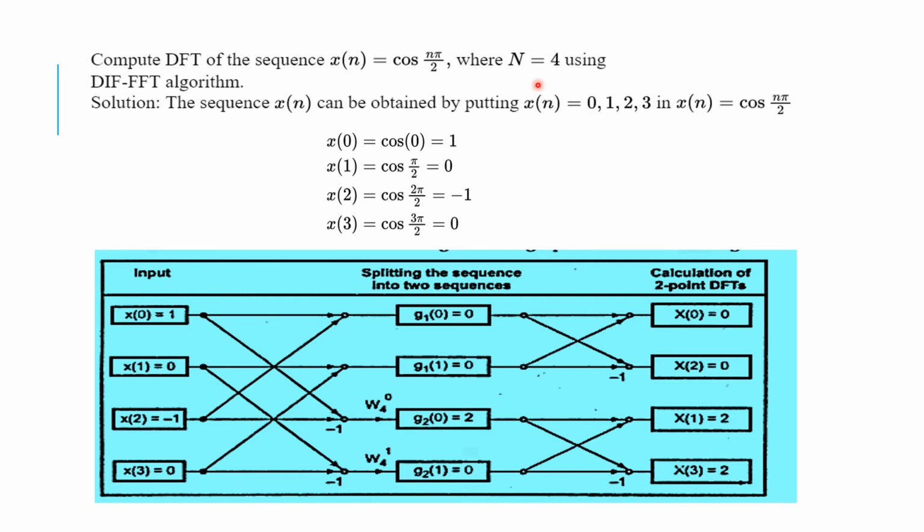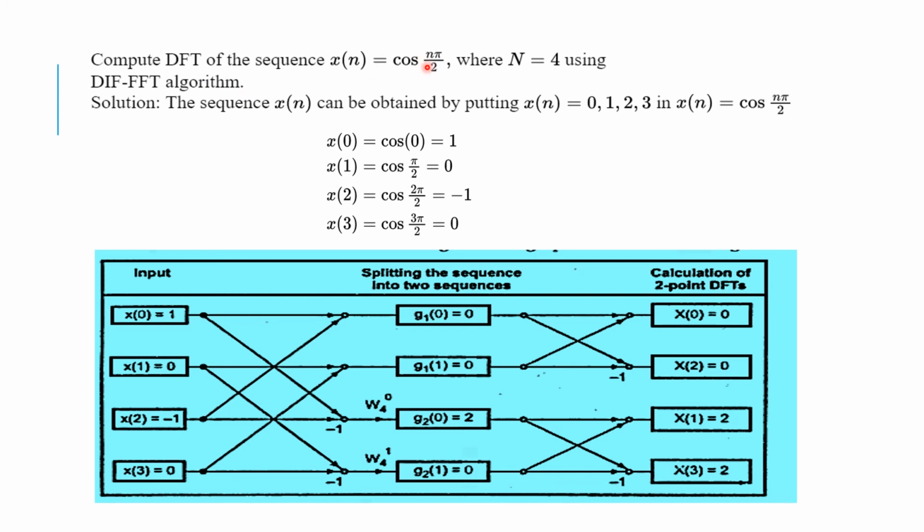Next, this is another possibility of problem. See, no matter what is the algorithm given to you, check the two differentiating points. One is the butterfly structure and the other one is where we have to place the Twiddle factor. Okay, so computing the DFT of the sequence x of n is equal to cos n pi by 2, where capital N is equal to 4 using DIF FFT algorithm. This is actually a very important problem.